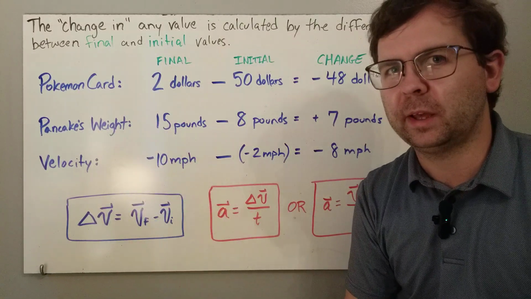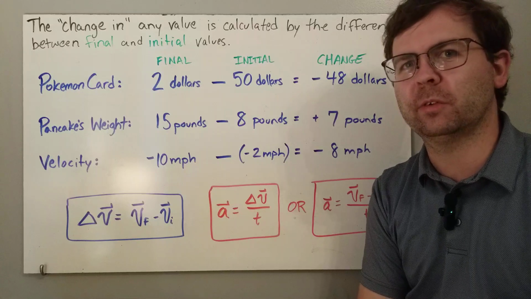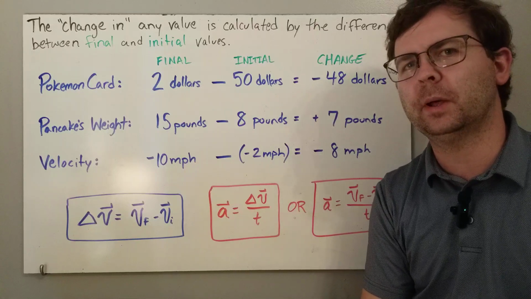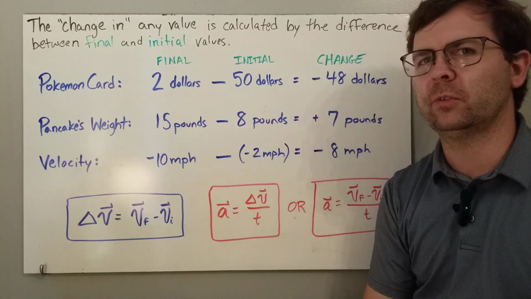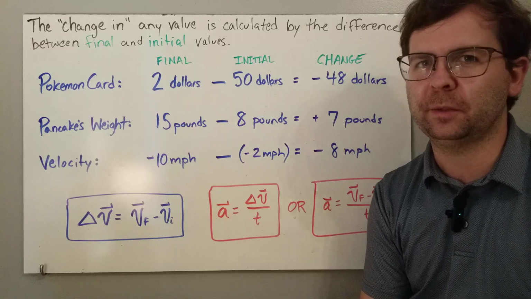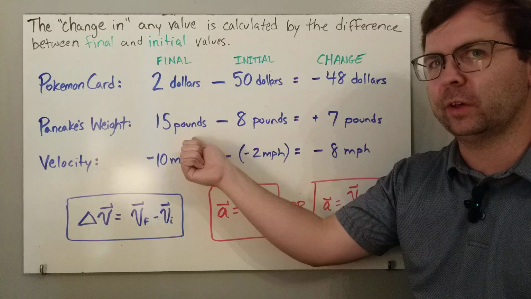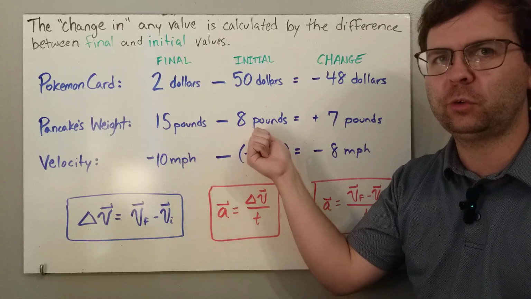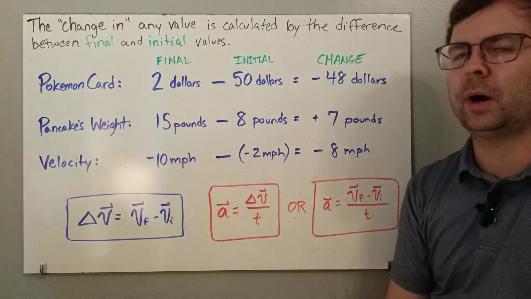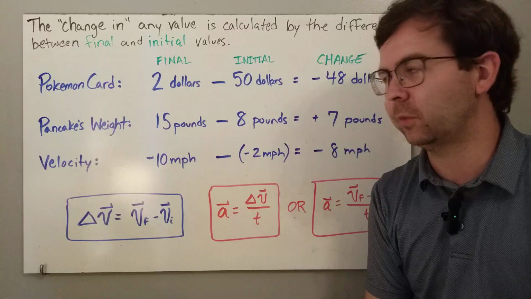My cat Pancake, he has gained some weight over the years. He's not a very big cat, but he weighs probably about 15 pounds now, whereas we got him at about 8 pounds. So to find his change in weight, we do the final value, 15, minus the initial value of 8, and that gives us a positive 7 pounds. So he's gained 7 pounds.